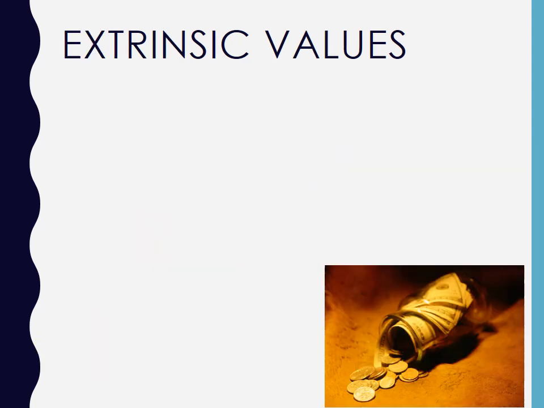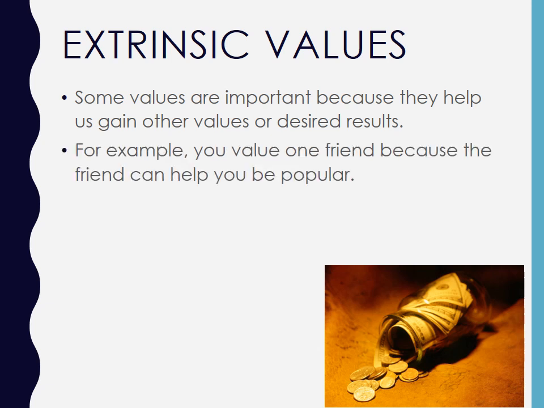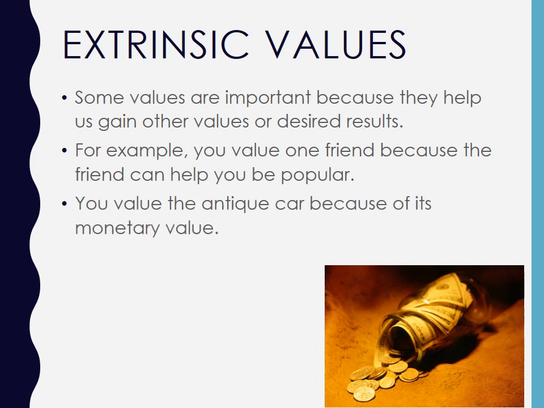Another value is extrinsic value. So intrinsic is like inside and extrinsic is outside of you. Some values are important because they help us gain other values or other desired results. These are extrinsic values. So for example, you can value one friend because they can help you become popular. And I know that seems really shallow, but it is an extrinsic value. Another example would be that you value an antique car from the previous slide because of its monetary value as opposed to its beauty or its function. So once again, in your notes, write down an extrinsic value that you have.